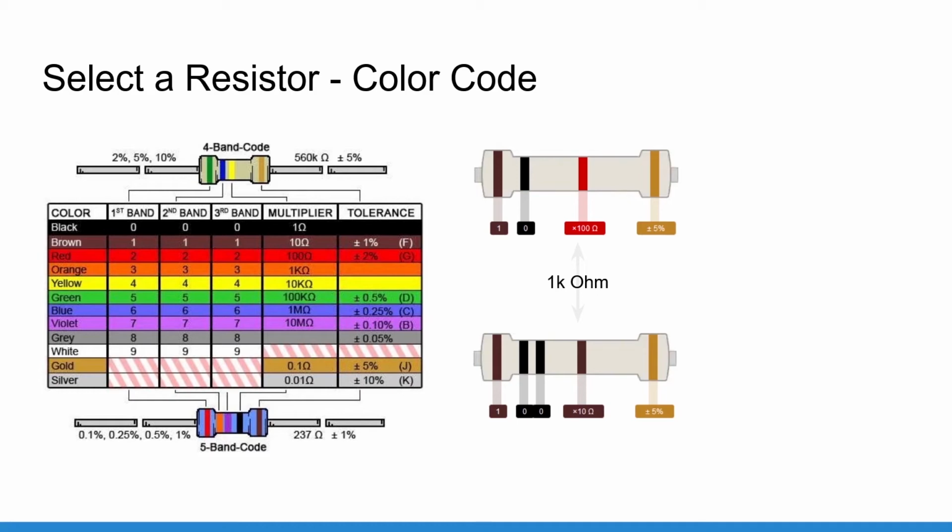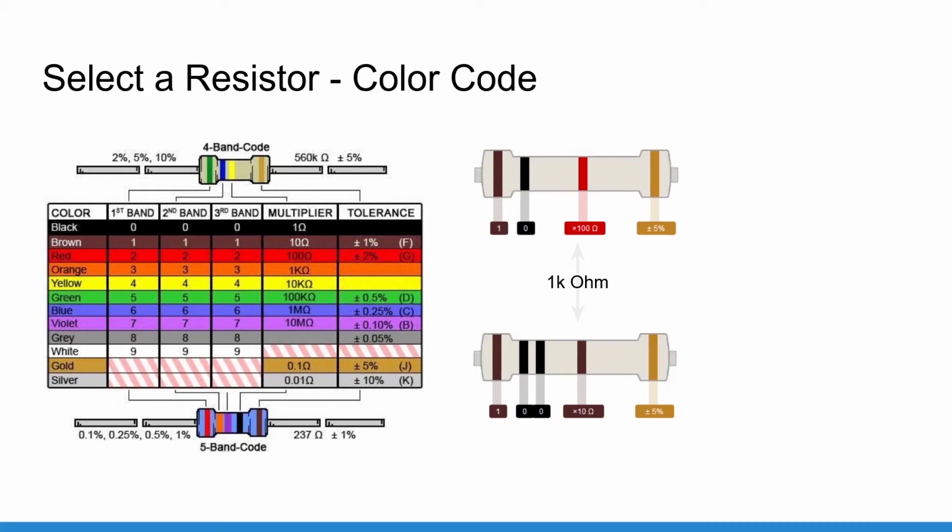So you can see with a 4-band resistor, you should have brown and then black, which means 1 and 0, okay, that will make 10, and then multiply by 100 ohm, which is the red color. So 10 multiplied by 100 is 1000 ohm. And then the tolerance, you don't need to worry about that, any color will do.